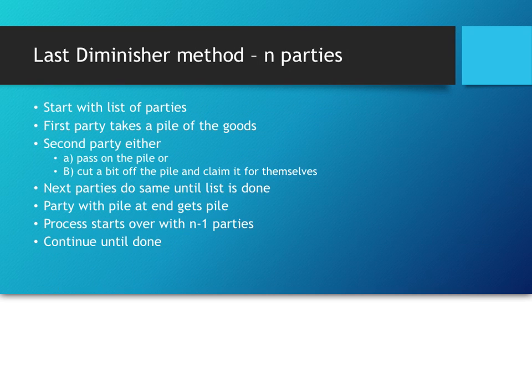Now, the last type of divider-chooser method is called the last diminisher. This is a little bit different than the previous ones, because the previous ones were more divider-chooser. Here, it's kind of a slice off. So here's what we're going to do. We're going to start with a list of parties. Let's say my brother, my sister, and me. And this list has to have an order. So I'm going to start with the brother, sister, and then me at the end. Okay? So here's what's going to happen.